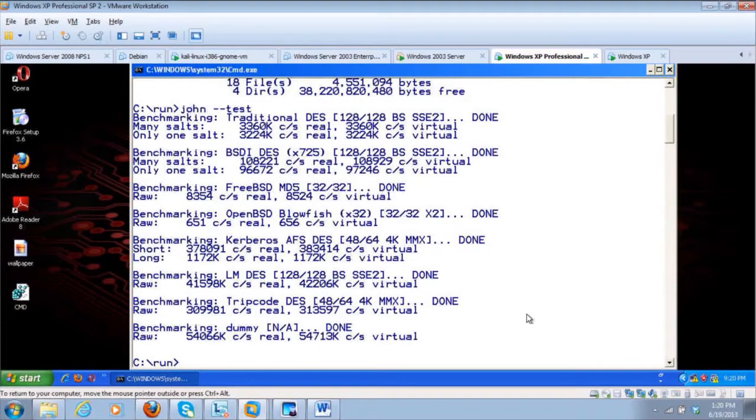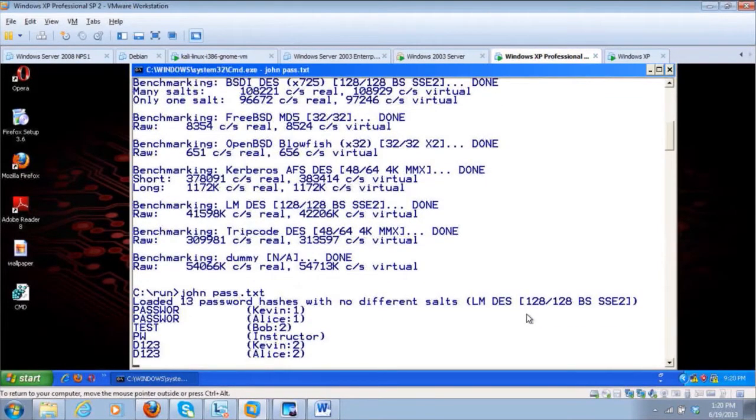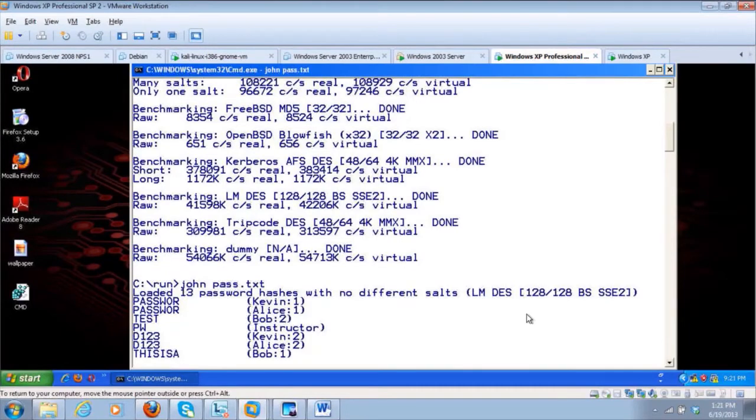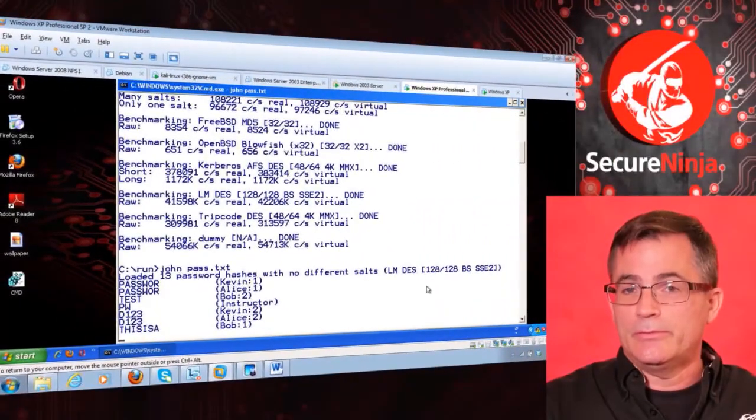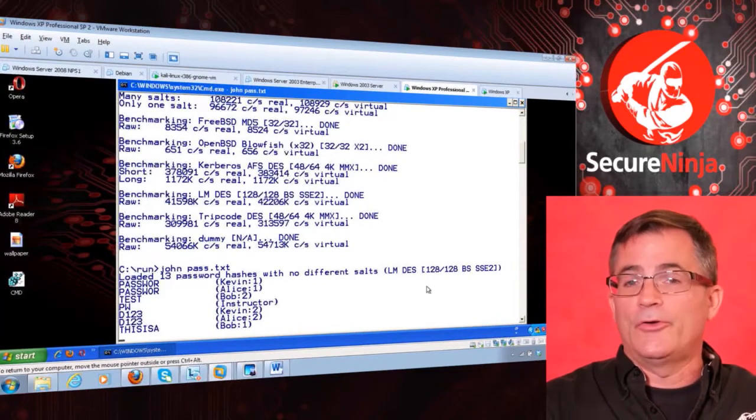So let's look at it in the cracking mode. If we go john and we do pass, which is our password file, John loads 13 passwords, and look how fast John the Ripper cracks these passwords. As you can see, it's cracking these passwords extremely fast. And this is where John the Ripper excels. Not only does it do Unix, Windows, and other passwords, it can do very fast cracking.